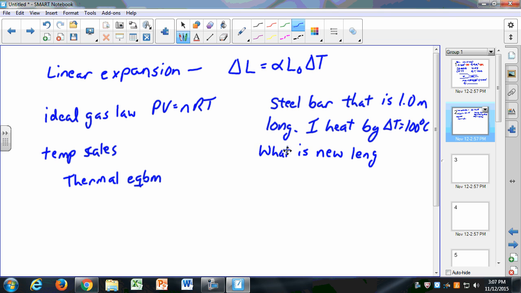A couple things you need to look out for. Sometimes they'll ask for the new length, and sometimes they'll ask for what is the change in length. So when you're using this linear expansion equation, this delta L isn't the new length. This is how much it has increased in length. So for example here, if I wanted to know what is delta L, I would say alpha, which for steel is 11 times 10 to the minus 6.